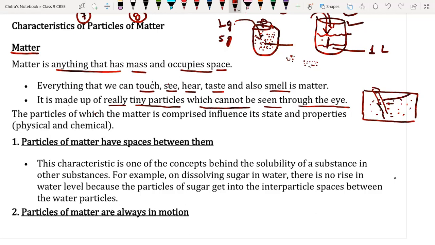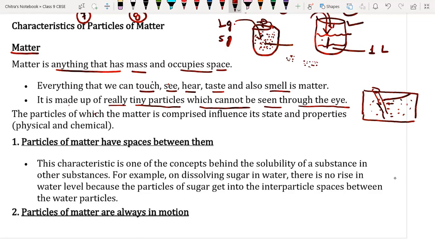It is due to the scattering of light that the particles become visible. Not only in a beam of light, sir. It can also happen with a huge amount of light.